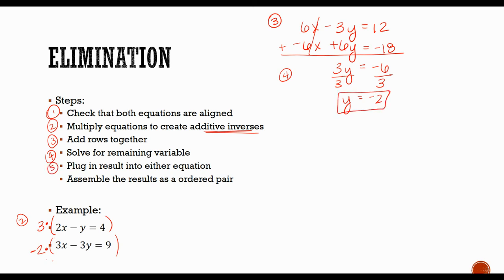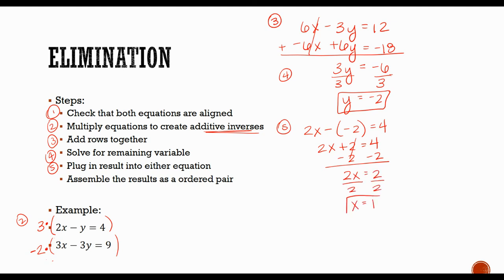We can plug it back into either one of the original equations. Doesn't matter which one, so I'm just going to use the top one. 2x minus, and we'll plug in y equals 4. And we're just reducing until we get that other answer, x equals 1.